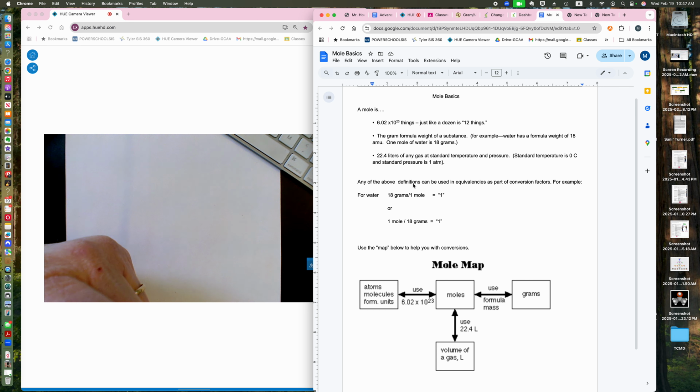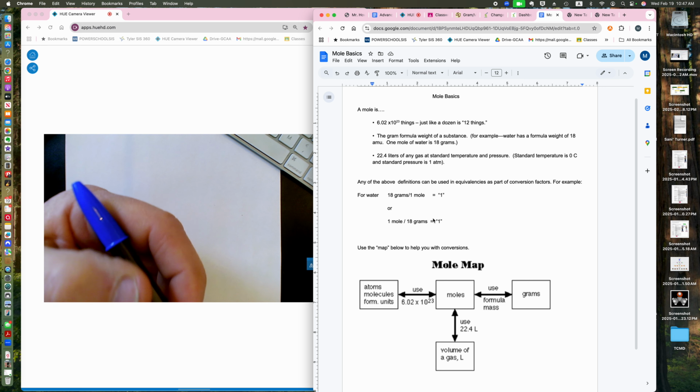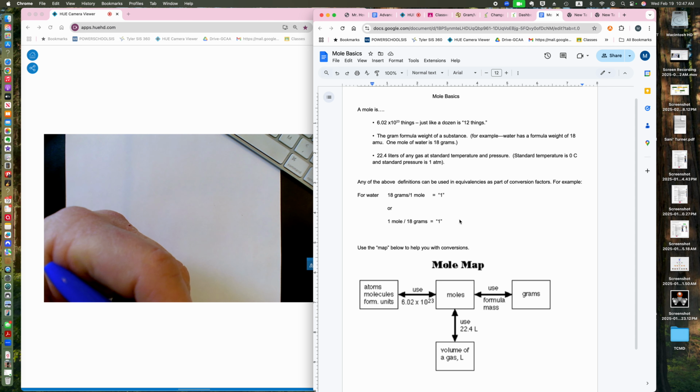Any of the above definitions can be used in equivalencies as part of conversion factors. And remember, in a conversion factor, the top and the bottom have to equal each other. And as long as they do, then it equals 1. So really, we're just multiplying by 1 like we did in August.